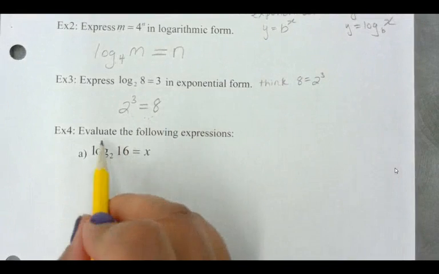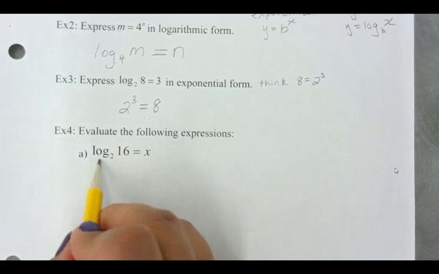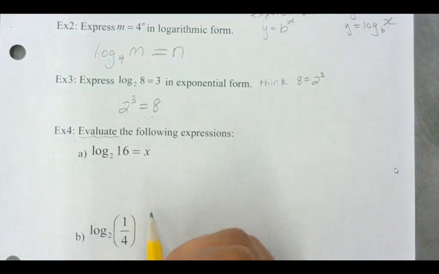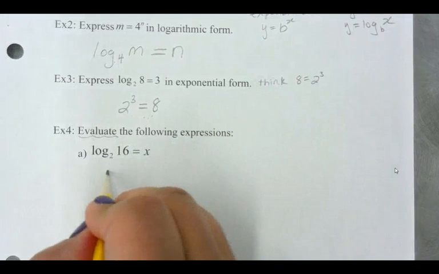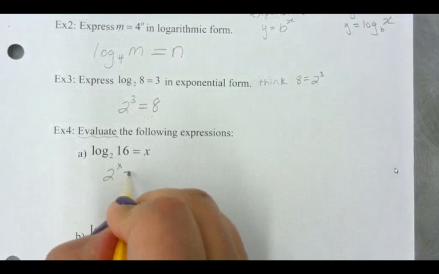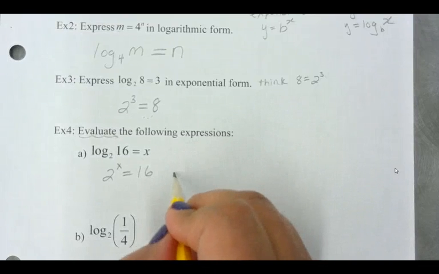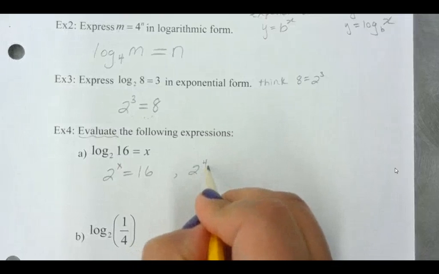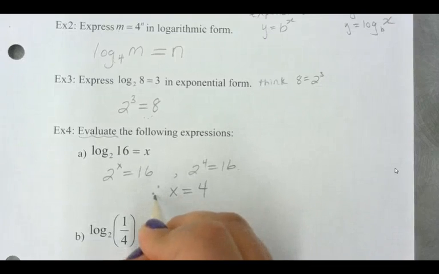Okay, so evaluate the following expressions. If we evaluate, it means that we need an actual number as our answer. You could think of it as 2 to the power of x equals 16. What is the value of x that's going to satisfy this? We know that 2 to the power of 4 is equal to 16, so x is equal to 4.